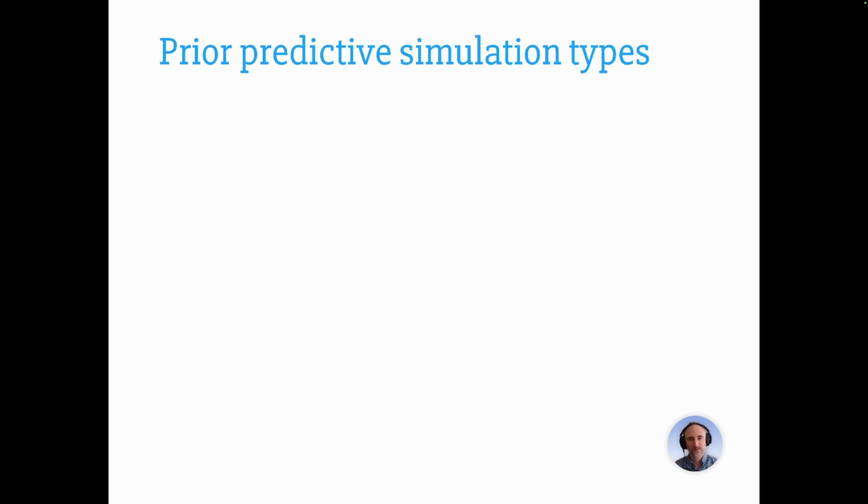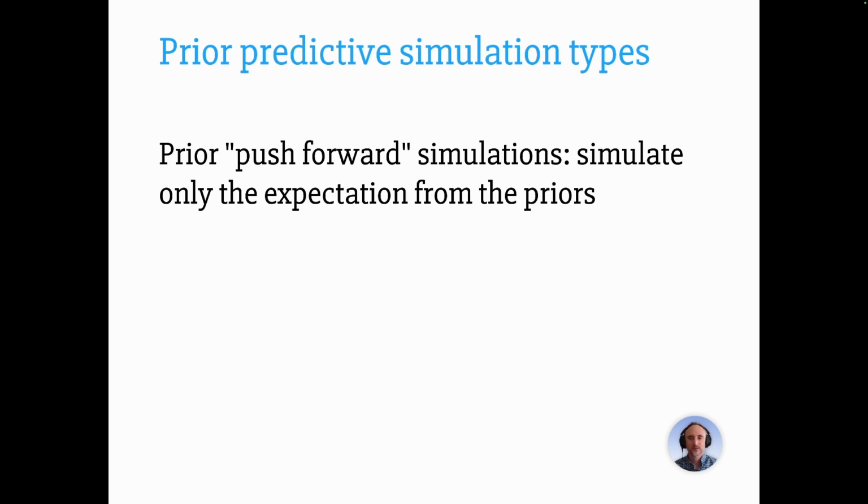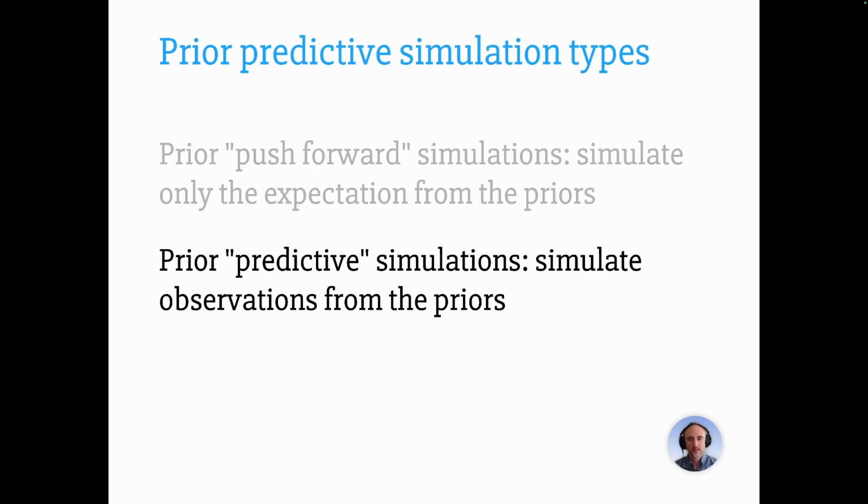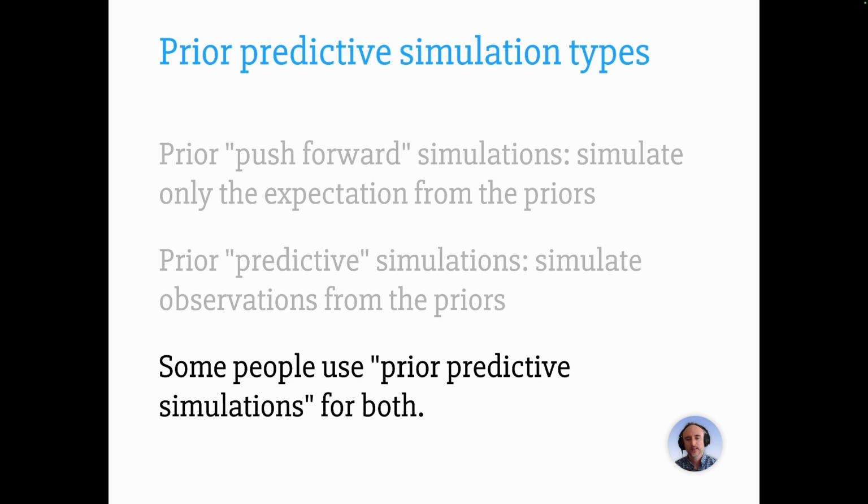Within prior predictive simulation types, sometimes they are split up into two types. So you have prior push-forward simulations, which simulate only the expectations from the priors, and prior predictive simulations, which simulate new observations from the priors. We'll see some examples of these shortly. Some people use prior predictive simulations for both of these.